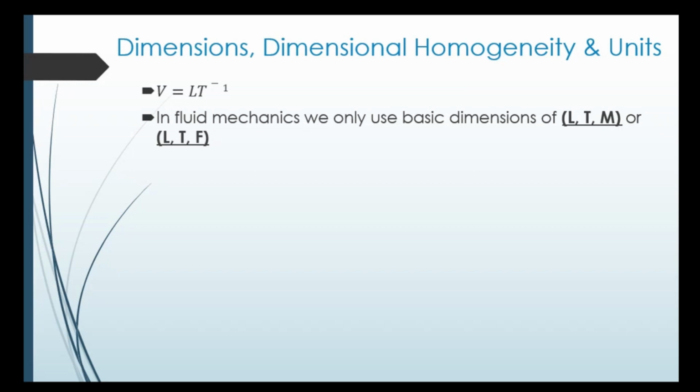In fluid mechanics, we can define basic dimensions in two forms. That is length, time, and mass, or length, time, and force. If we take mass as a base quantity, then force is a derived quantity. And if we take force as a base quantity, then mass is a derived quantity. Is it clear? So if you are using length, time, and force, then you will be using units of mass in terms of force. On the other hand, if you are using mass as a base quantity, then you will be deriving units of force from mass.